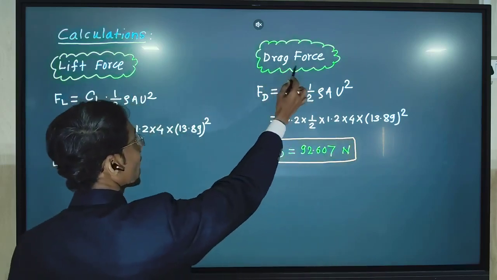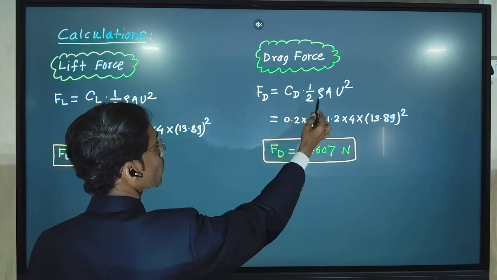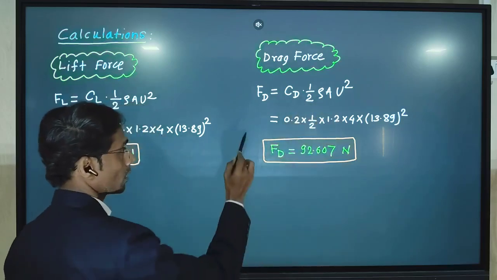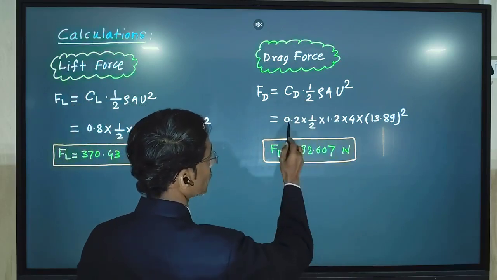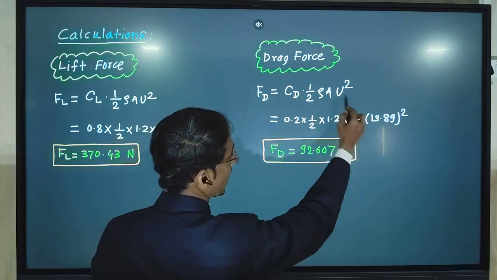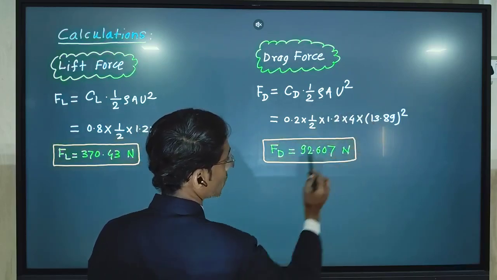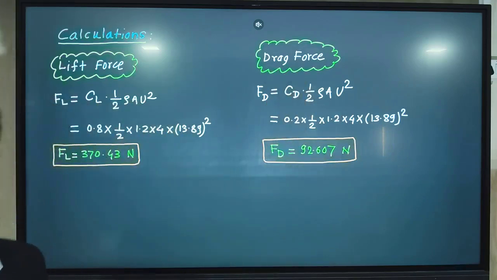Similarly, we calculate the drag force by using the formula FD is equal to CD into half rho A capital U square. Here also we have all the known parameters. So putting the value of CD and the remaining half rho A and U, after the calculation we get the drag force in Newton.